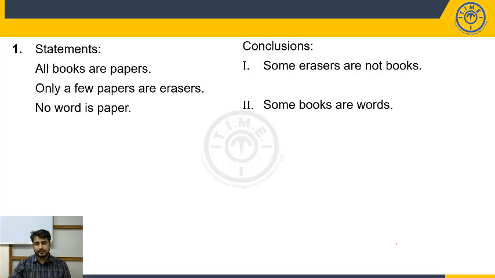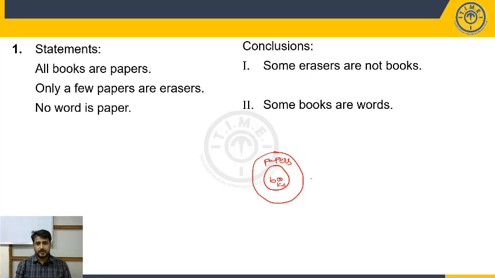These are deduction questions, syllogism questions. We have 3 questions. Let's see. First, we are going to draw the basic diagram for the given statements. All books are papers. The basic diagram for all books are papers will be like this. Books will be within the papers.